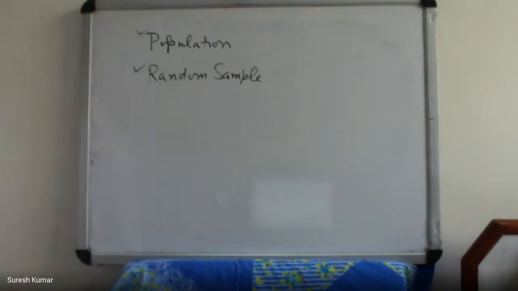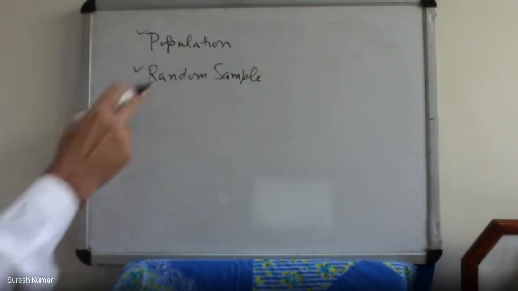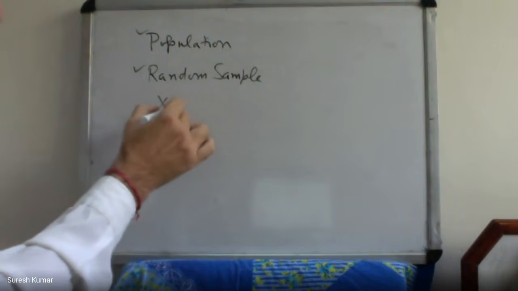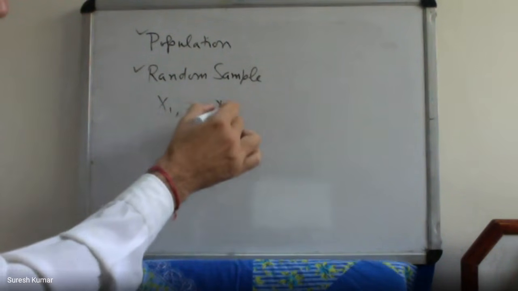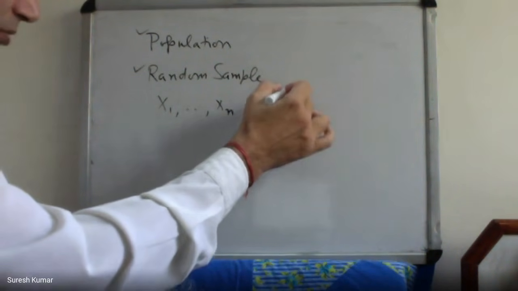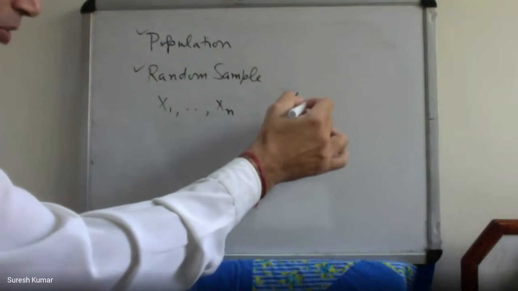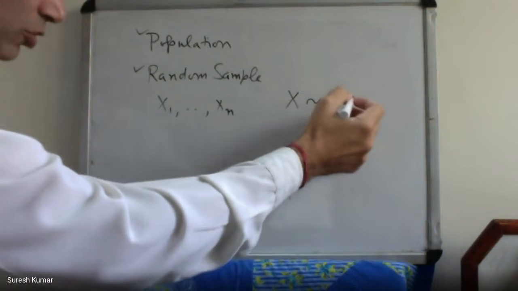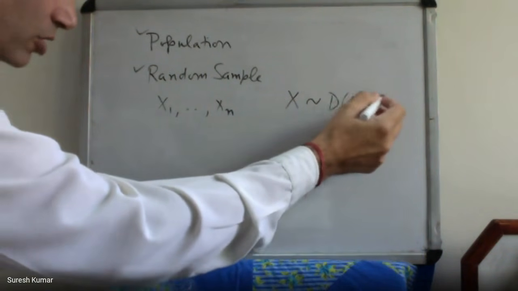So what's a population? Population is the collection of individuals, measurements or objects under study or consideration. What's a random sample? Random sample is a collection of n independent random variables from the distribution of a population. Say X follows some distribution with mean mu and variance sigma square.